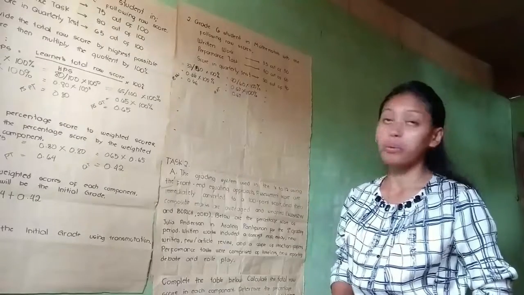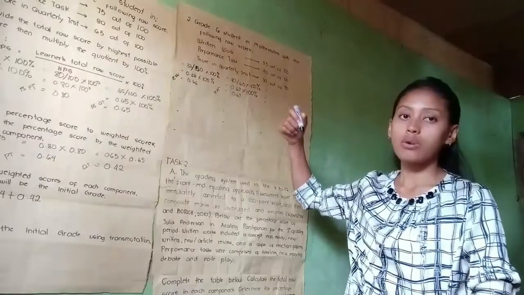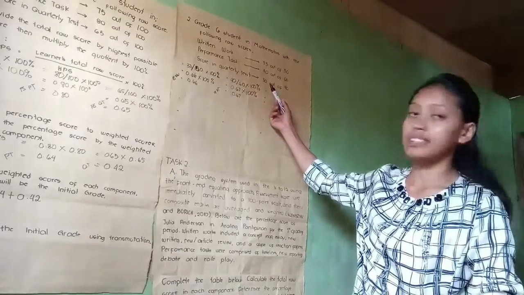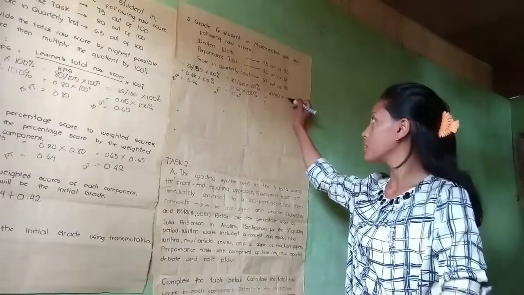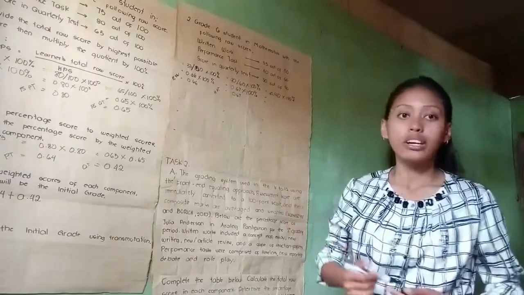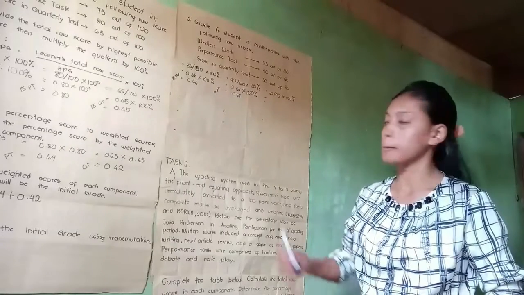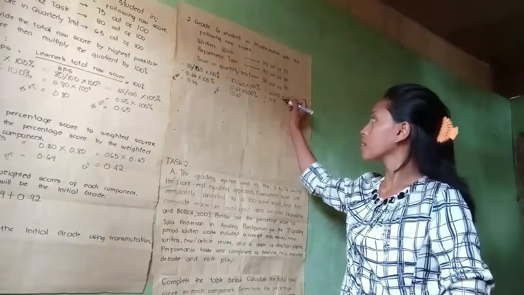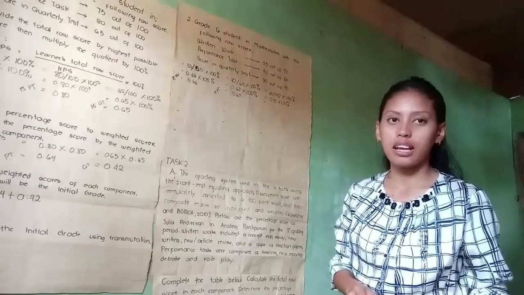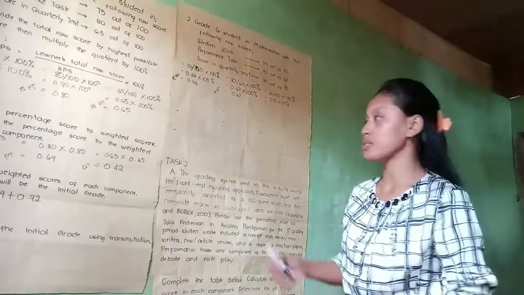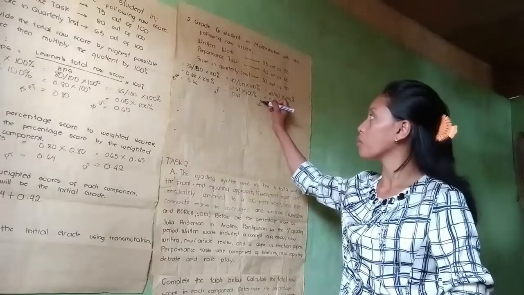Let's move forward to the quarterly test. Possible score of the quarterly test. The learner's total raw score is 30 and the highest possible score is 40. So 30 divided by 40 times 100%. 30 divided by 40 is equal to 0.75. 0.75 times 100% is equal to 0.75 also. This is the possible score of the quarterly test.